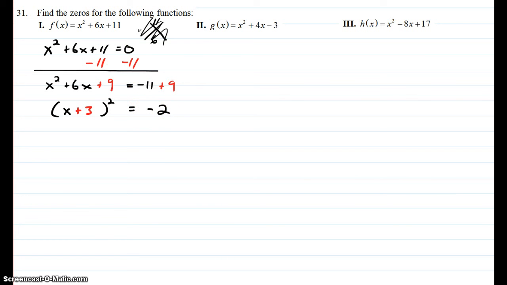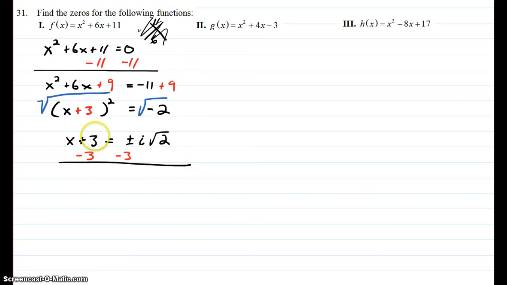Now the whole reason we want to complete the square is so we can do the next step, so that we can then square root both sides, because now I can square root that square and they cancel each other out, and I'm left with x plus 3 equals, now I can't square root 2, but I can take out the negative 1, and have plus or minus i radical 2. Now minus 3 to both sides. And we're left with x equals negative 3 plus or minus i radical 2.